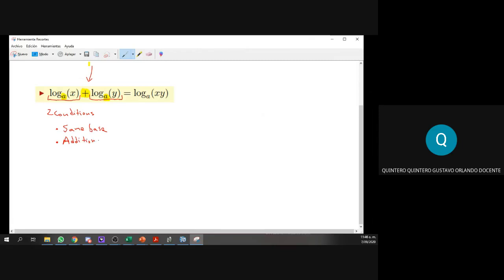Addition, there we go. If our expression has these two conditions, then what we can do is compact, so simplify the expression into just one logarithm alone. Instead of having two, 1 and 2, we can merge them together into one. The result will have to have the same base. Look at that, the same base. The base was A, and A, right?